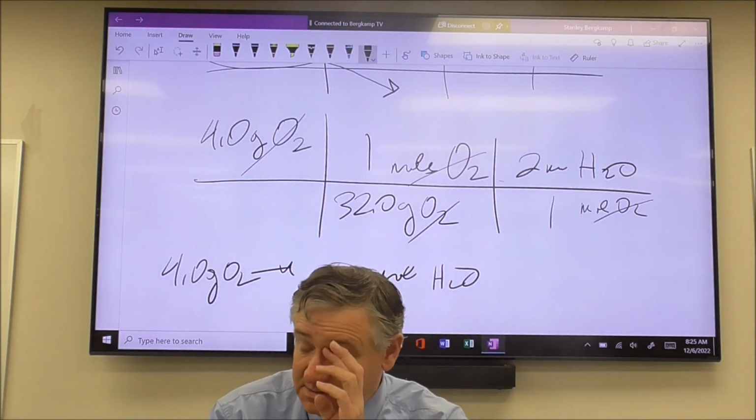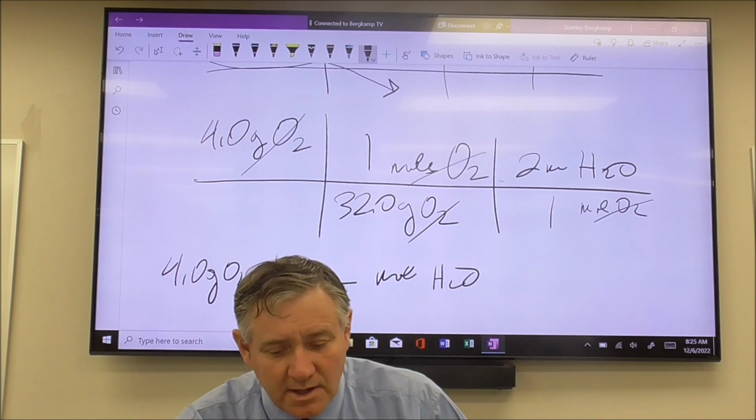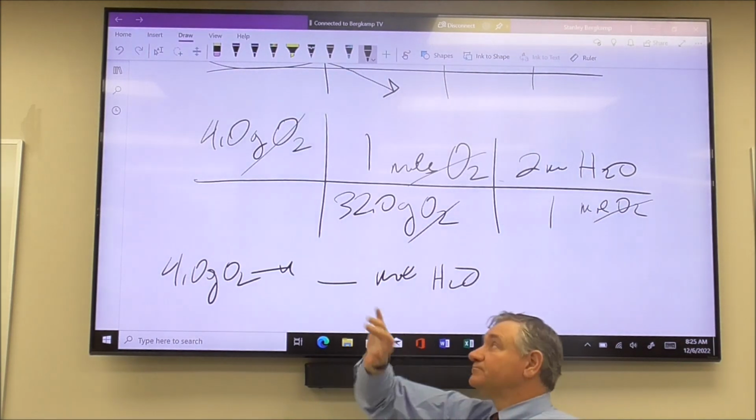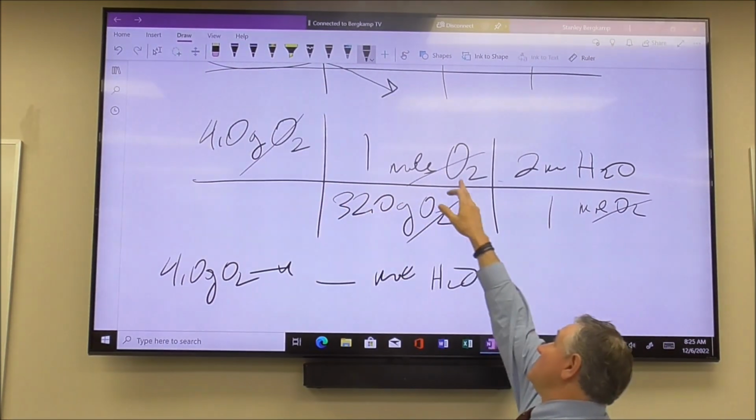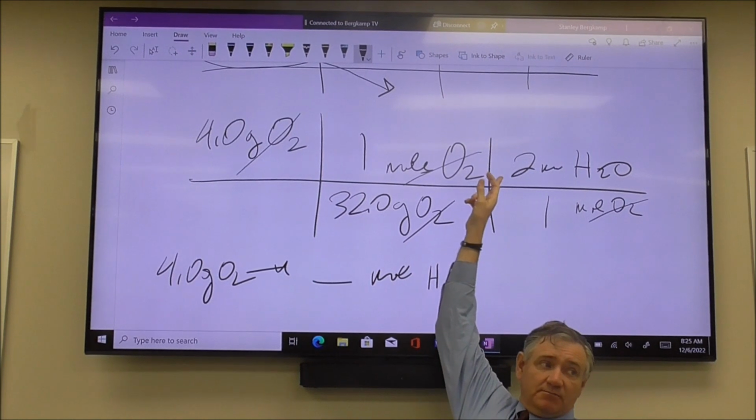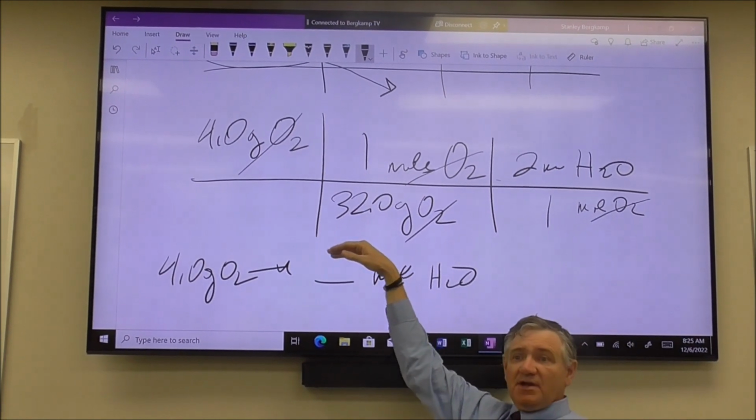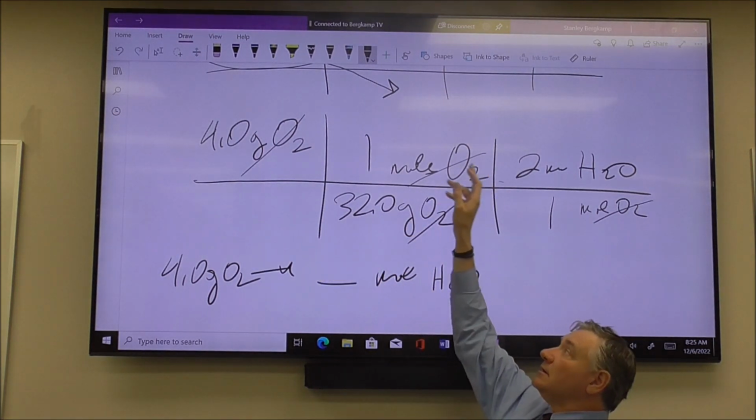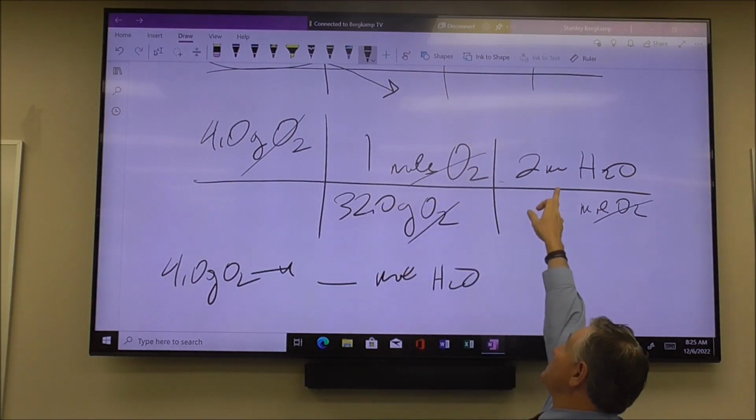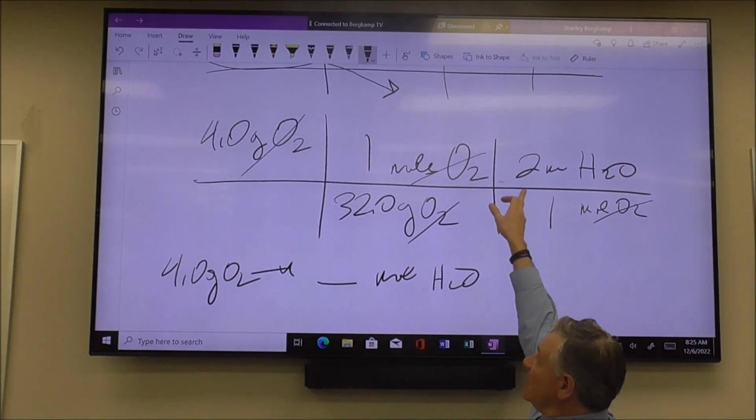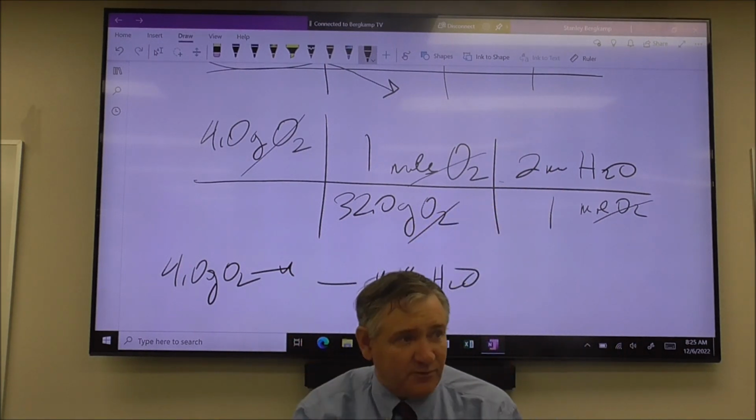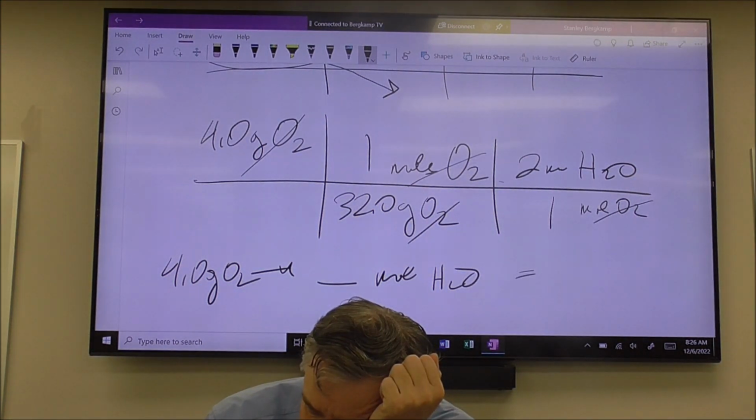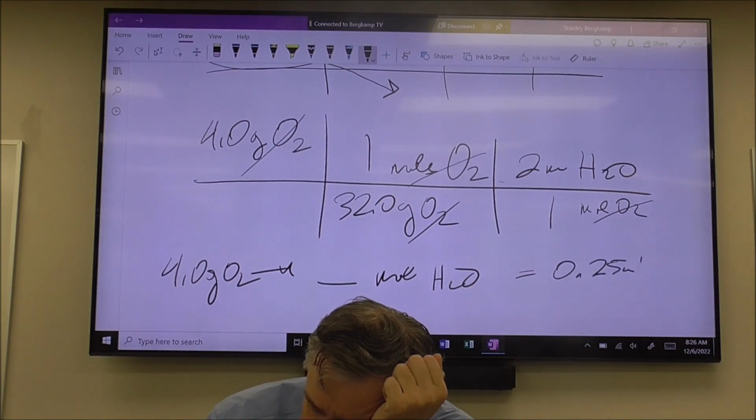So, in this situation, here's what you want to do. What I would recommend, depending on how you want to handle the math, you can take 4 times 1 times 2, otherwise known as 8, and then you divide that by everything on the bottom, which in this case is just going to be 32. Okay? So, if you take 4 times 2, you get 8. 8 divided by 32 is 1/4, which is 0.25. So out of this, I get 0.25 moles of water.